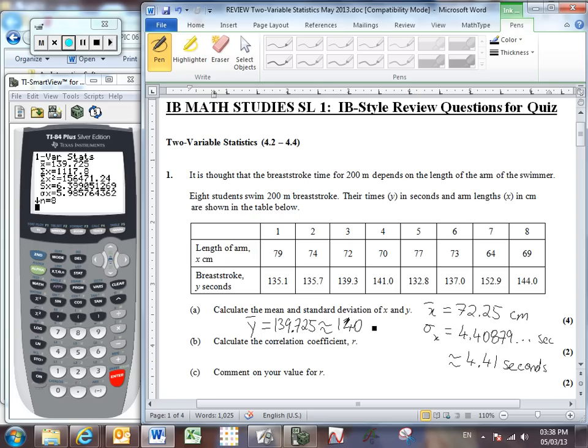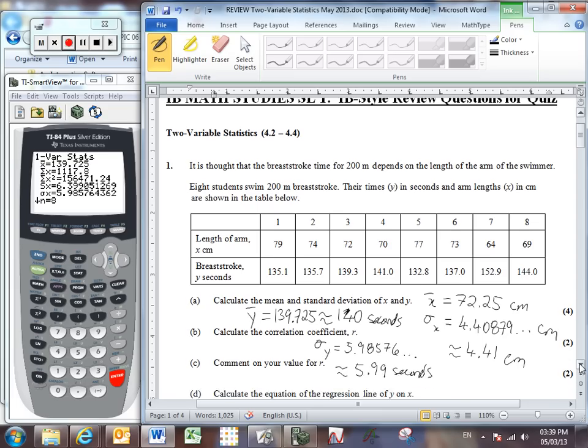That's seconds, isn't it? I'm just realizing a mistake I've made earlier on. Sorry about this. Even my standard deviation should have been written in centimeters, because that's what we're dealing with for x. So sorry, this was centimeters, this was centimeters. It's my y values that are seconds, aren't they? And my standard deviation is 5.98576. So let's write that in here. So my standard deviation sub y, 5.98576... which rounds to 5.99 seconds. There we go, 4 easy points.